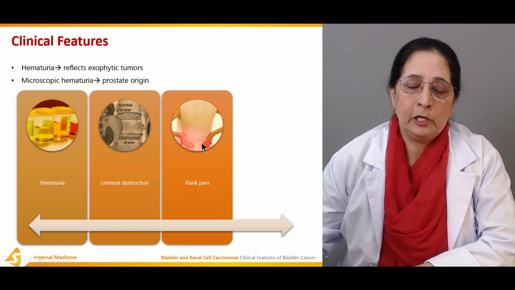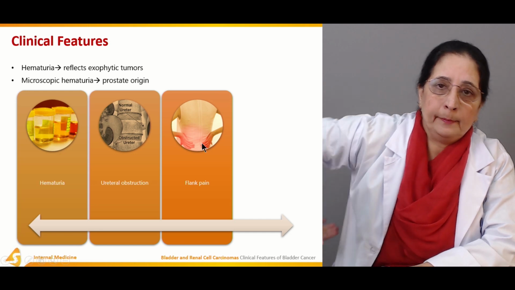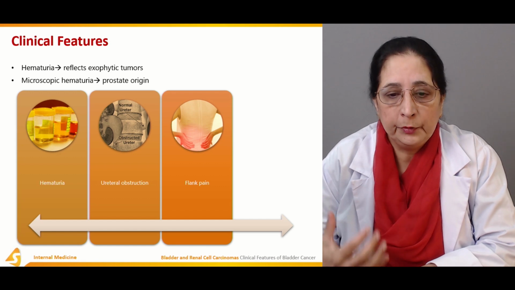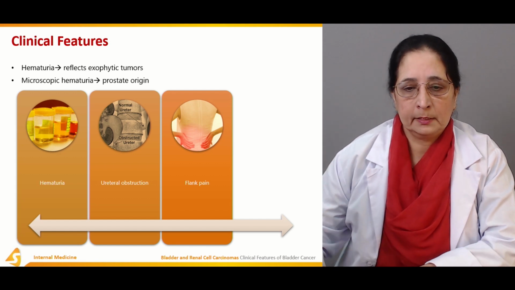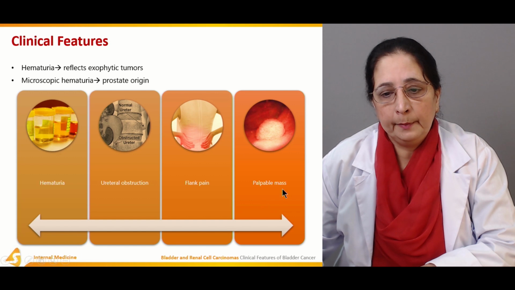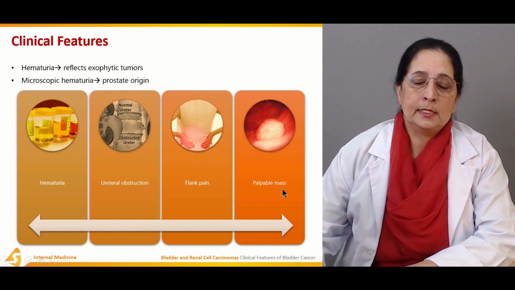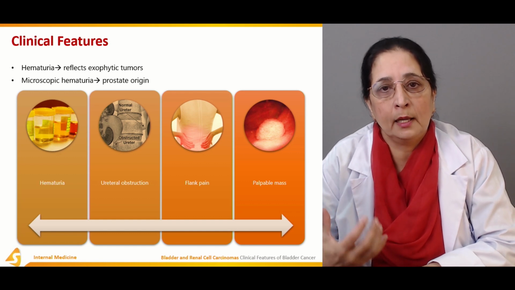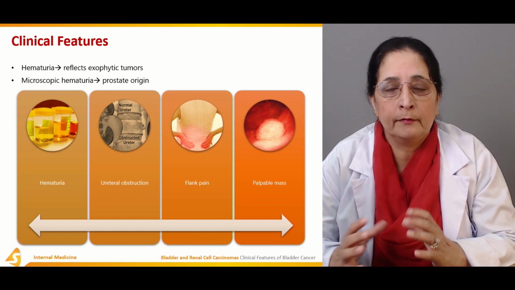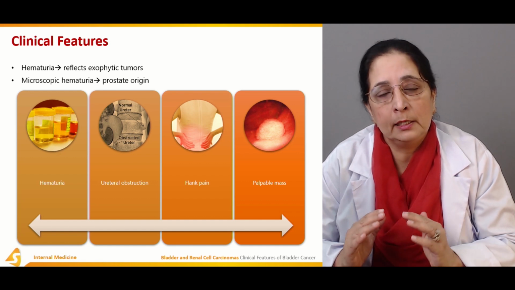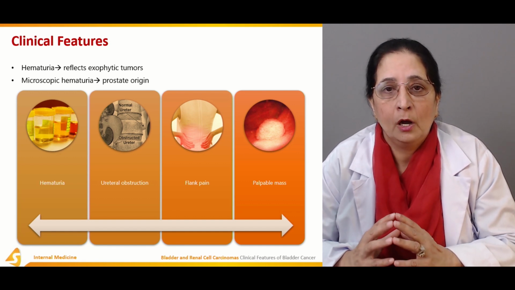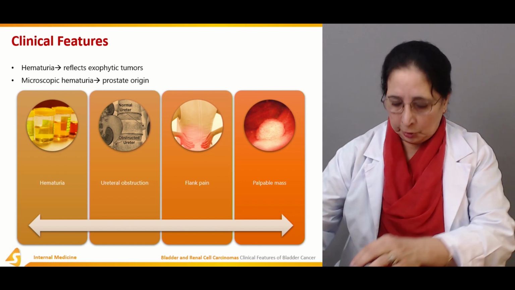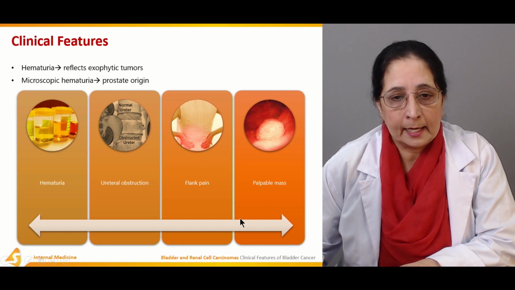Flank pain is very common. Usually the patients complain of this flank pain. It means they have some urinary problem present. A palpable mass is also present if the cancer or growth is big enough, it can be palpable on examination of the abdomen. So these are some clinical features associated with bladder cancer.